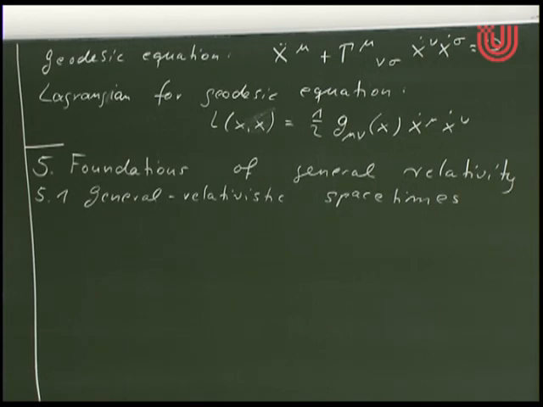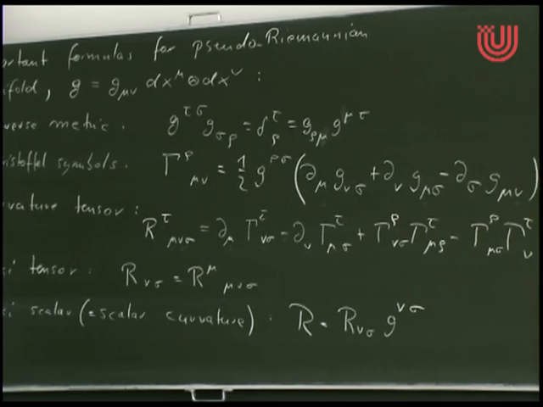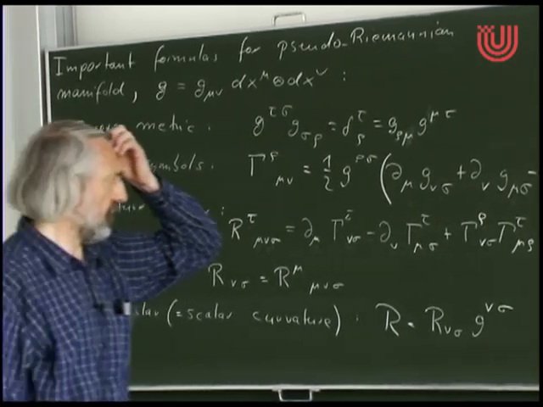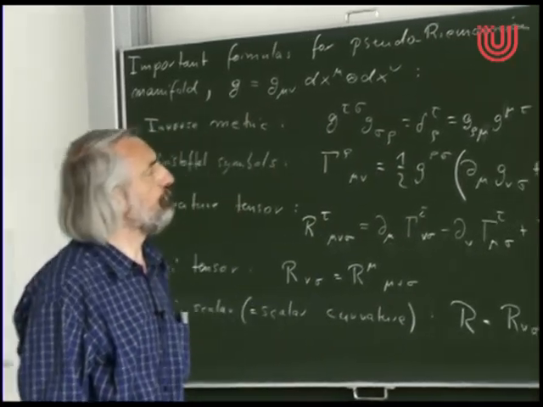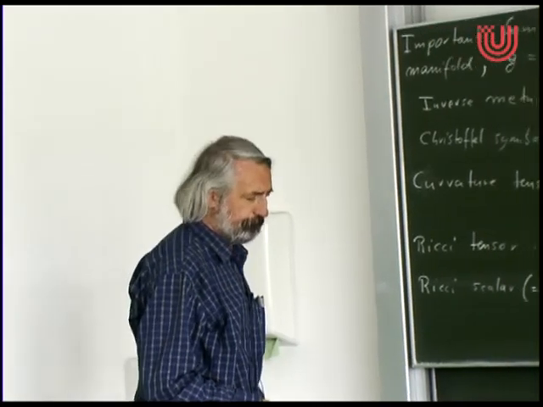Then we will talk about fields on general relativistic spacetimes. This will lead us to the famous rule of minimal coupling, which is a sort of implementation of the equivalence principle. And then we will talk about the field equation of gravity. So this is a program for the next, I think, 1.5 lectures or so. So general relativistic spacetimes. What is a general relativistic spacetime?